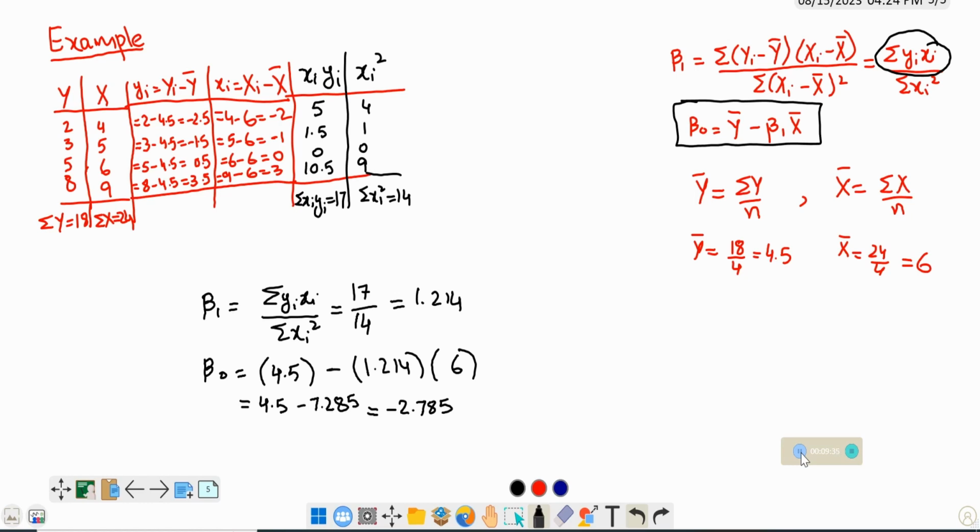You can observe that by using the formula for the deviation form, we obtain the same values for beta naught and beta 1, just as we did in our previous example, where we utilized the raw form of the formula for beta naught and beta 1.